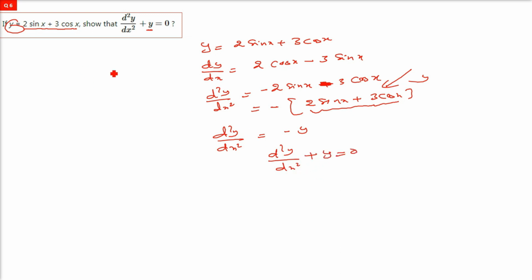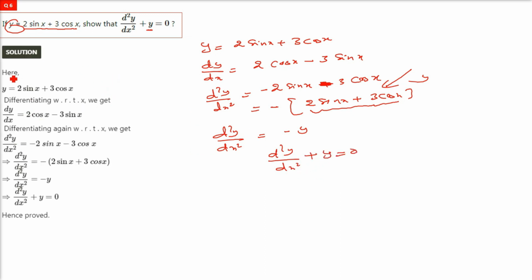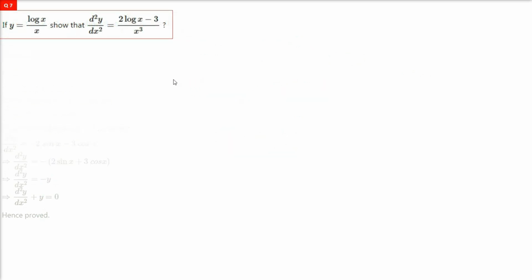This is your final answer. Okay, this is the step-by-step way of doing it. You have to do it like this, absolutely the same. For exam purposes or classwork purposes, the logic is being told by y equals log x by x, d2y by dx2. So we have y equals log x by x.